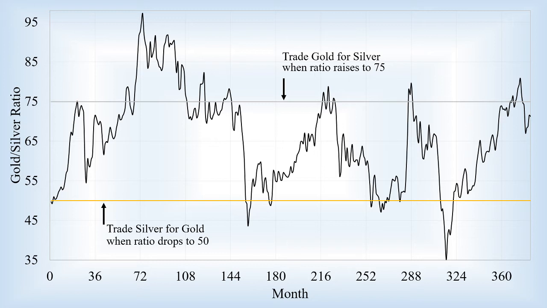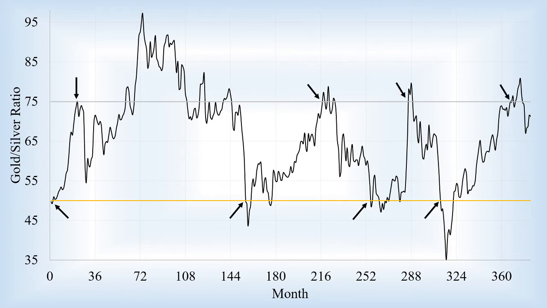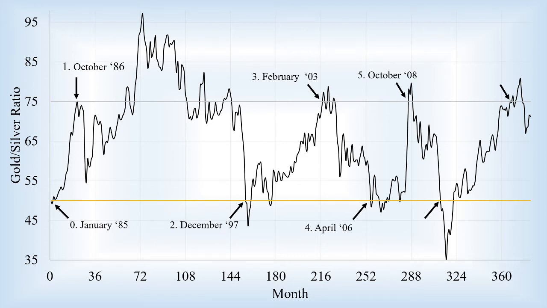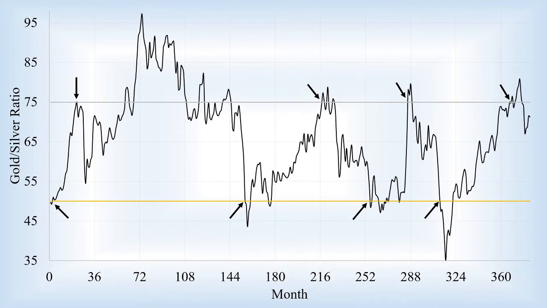The arbitrary numbers that I set this at are 50 and 75. That gives us a bunch of different events when we switch between gold and silver. I'm just going to go over the dates here, and then I'll go over what we would do at each event. Our dates are January 1985, October 1986, December 1997, February 2003, April 2006, October 2008, December 2010, and then finally July 2015 would have been the last time we make a switch.